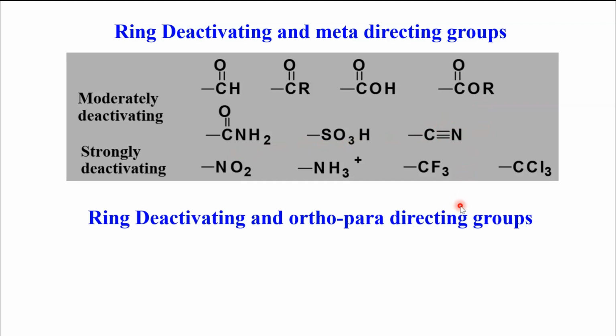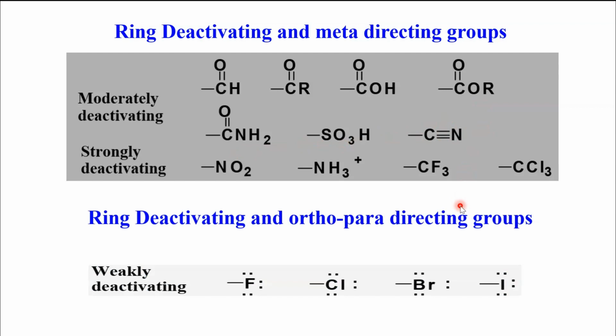They are ring deactivating and ortho-para directing. Those are halogens. Halogens come under the category of weakly deactivating groups: fluorine, chlorine, bromine and iodine. When there are halogens, the ring is deactivated and thus the rate of the reaction decreases. But still it is ortho-para directing. Whereas other groups which come under moderately deactivating and strongly deactivating structures will always be meta-directing.